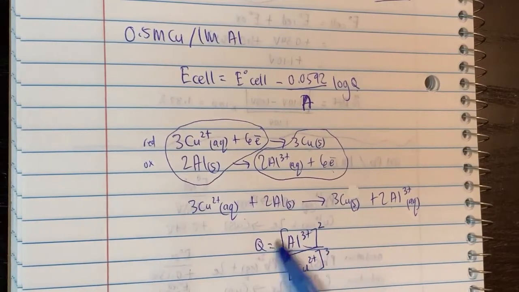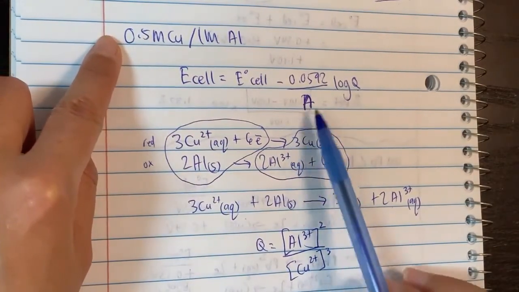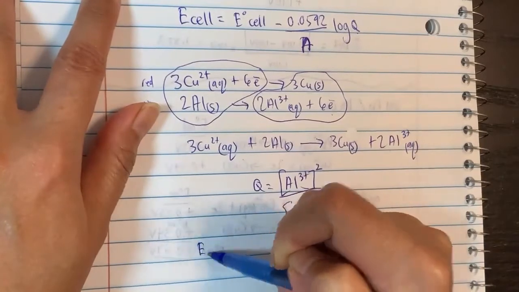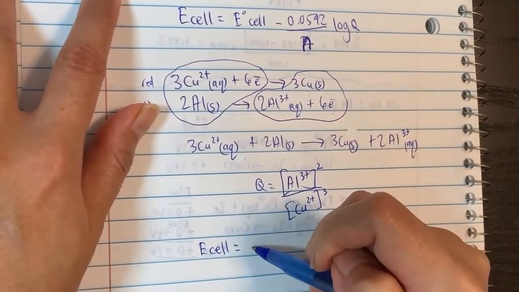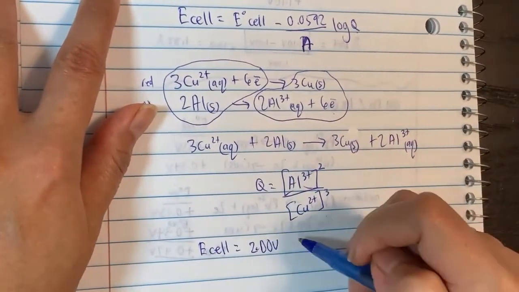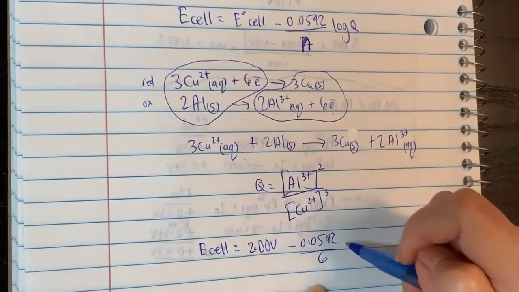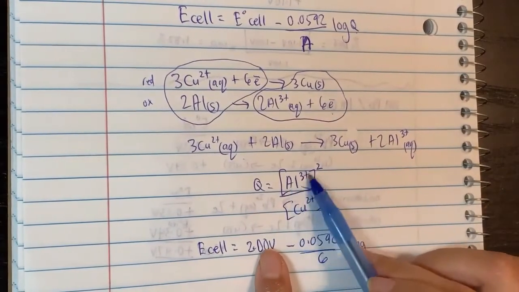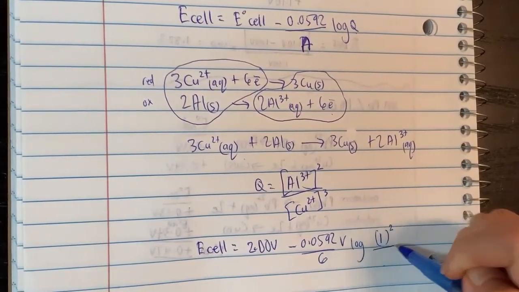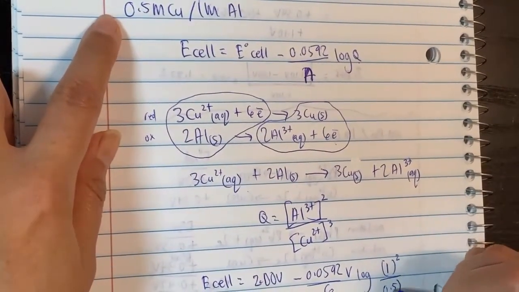Okay, so now that you have our molarity value from here, you can plug it into your Q here. And you know that your N here is 6. So we'll plug it back into the equation. So E cell is E naught cell, which we calculated earlier, it was positive 2.00, and then minus 0.0592 over 6. This is also volts, okay? And log of, so this is aluminum's concentration, which was 1, so 1 to the power of 2. Copper concentration was 0.5, and you have to take that to the power of 3.